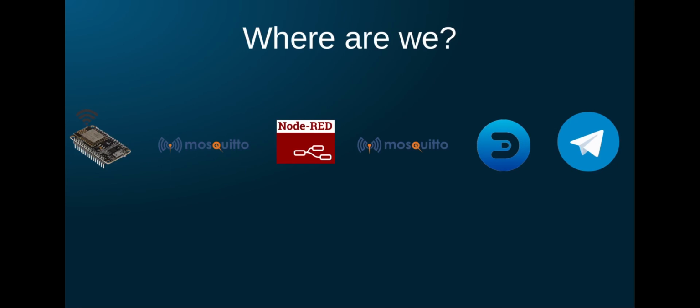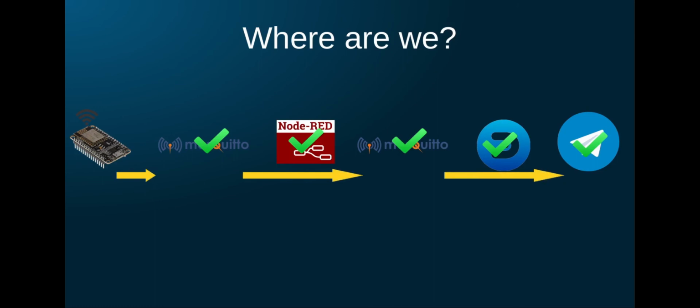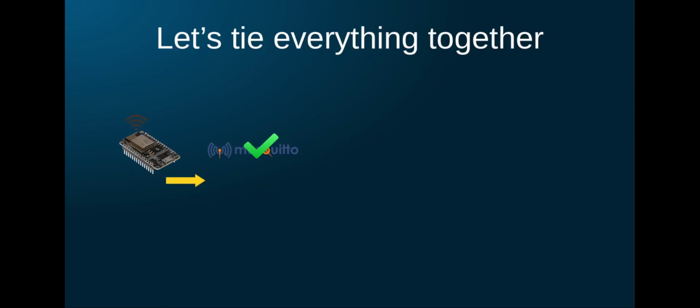Okay, now we have done many things already, and we're almost there. Mosquitto is up and running, and so is Node-RED. Domoticz listens for Mosquitto instructions and can send Telegram messages. We now just have to set up the ESP8266 sensor, configure Node-RED and Domoticz, and then we're finished. Let's start at the beginning.